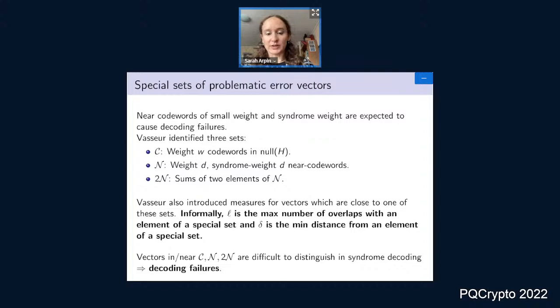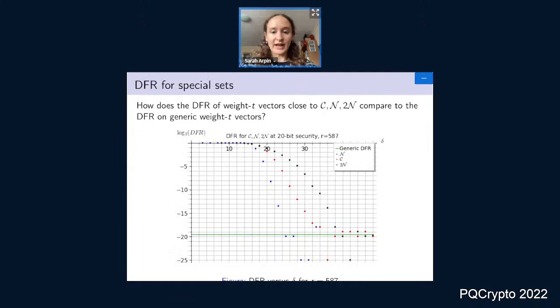So instead of actually computing the decoding failure rate on these sets, Vasseur defined a notion of distance that we can use to say our code or our input error vector is a certain distance far away from the set C_n or 2n. To take a look at the results of that, along our horizontal axis, we have a distance from the set to 2n, n, and c, so code words and near code words.